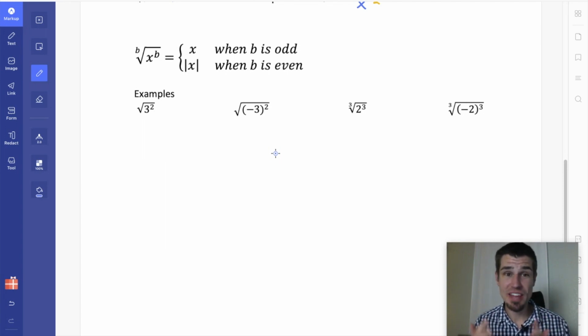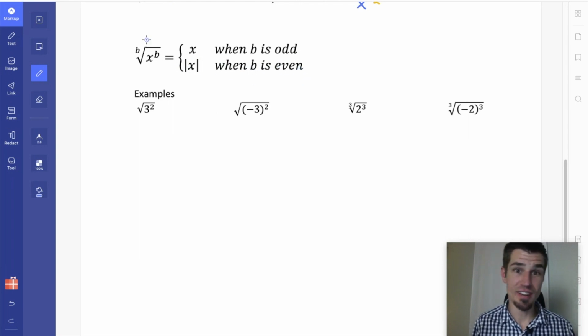What's going on? Mathematically, how are we defining this? Well, if we have the index as b, and you're taking the b root of x to the b power, notice the index and the exponent in the radicand are the exact same. B is b, okay? Whenever this happens, this expression becomes either x if b is odd, or the absolute value of x when b is even.